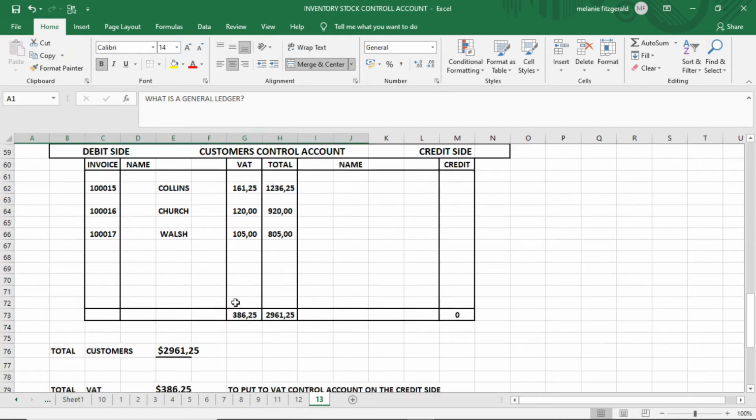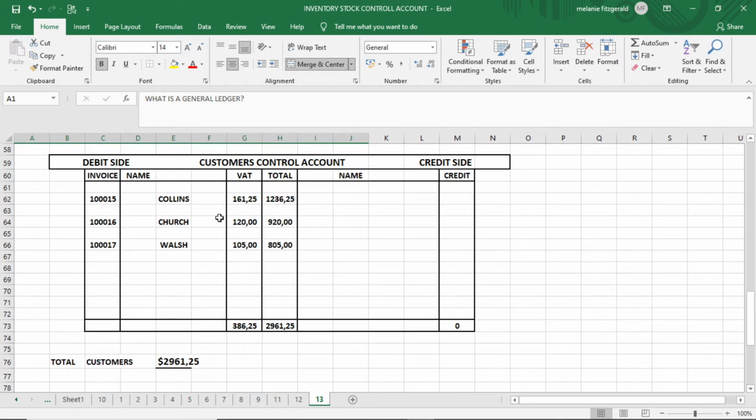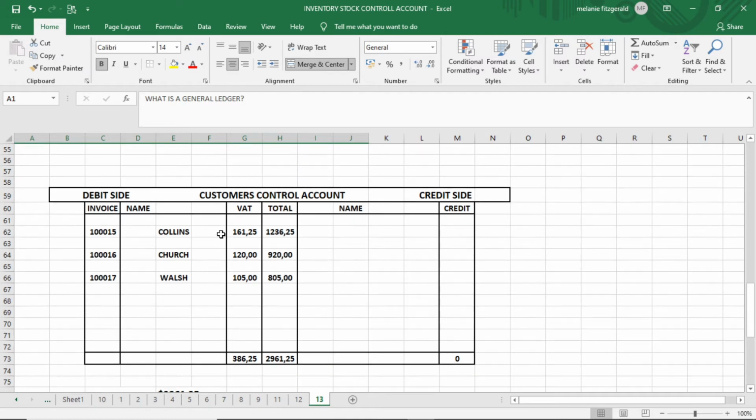Okay, so the customer's control account. We entered those amounts on the debit side of the customer's control account. So Mr. Collins came and bought, his total invoice was $1,236.25. This is including VAT. And then the VAT on that was $161.25. Mr. Church was $920. The VAT on that was $120. Mr. Welsh was $805. And the total VAT on that was $105.